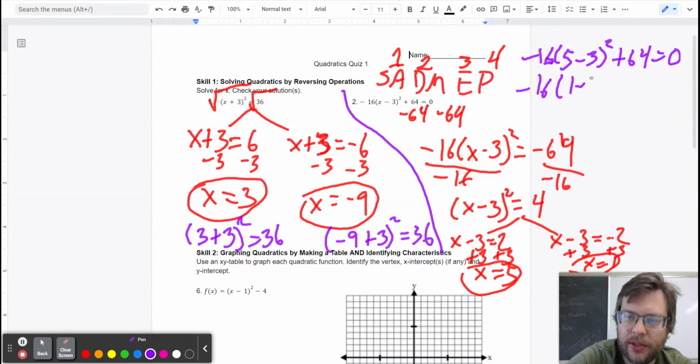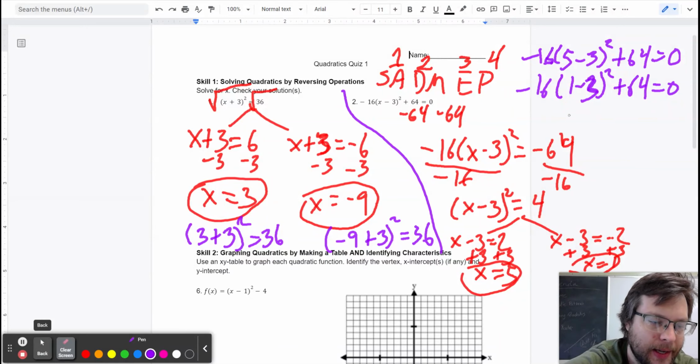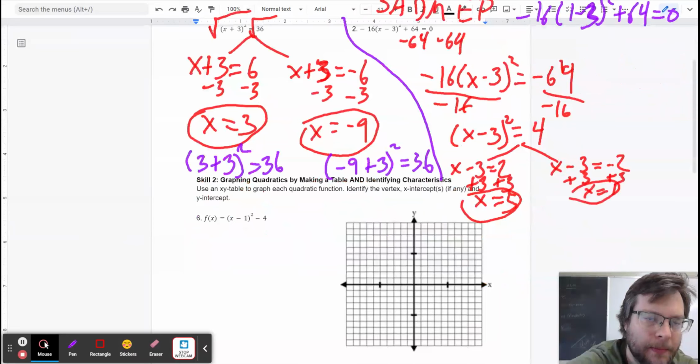Also check your other solution of x equals 1, and you'll see that you get the same. Oops, I wrote a 2 instead of 3. You see you get the same result. 1 minus 3 is negative 2. Square that, you get 4. The rest of it is the same. So those are the solving problems.